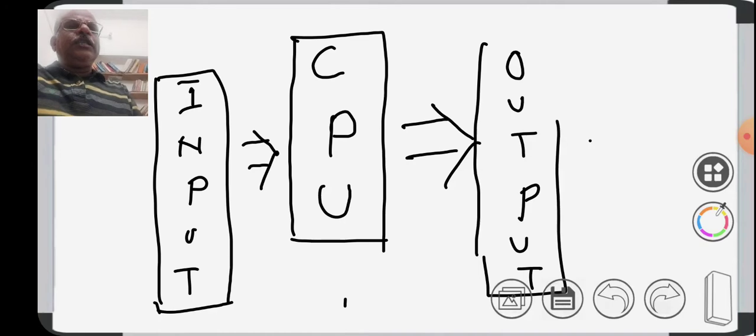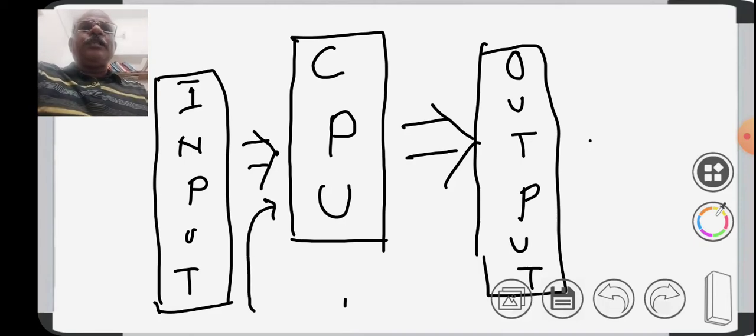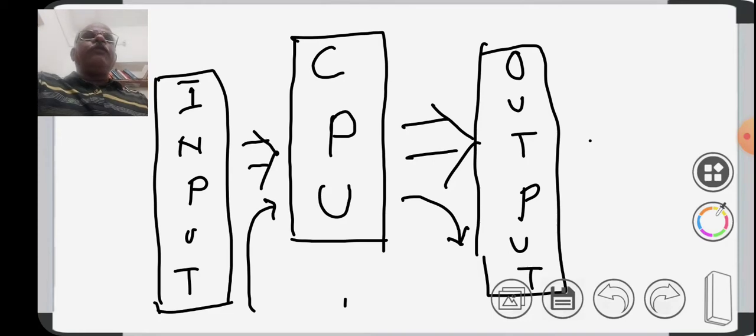So the results are given to the output devices. The data is coming from the input device to the central processing unit, the results are generated, and the results are given out to the output device. These two devices are the most important devices for any computer system: input devices and output devices.